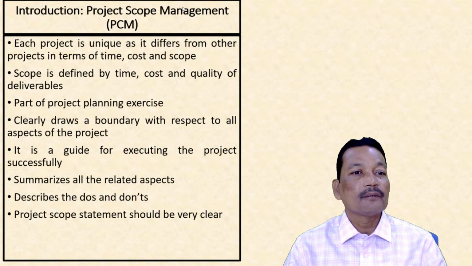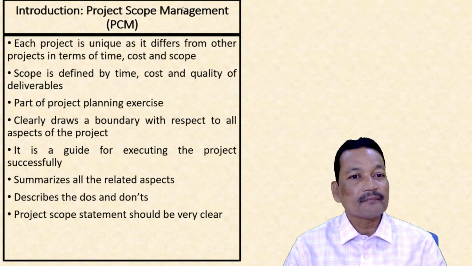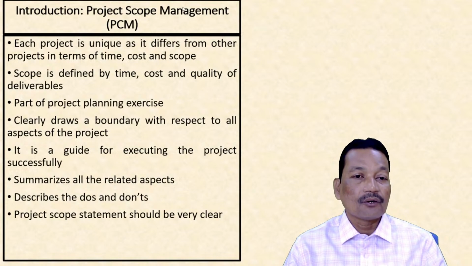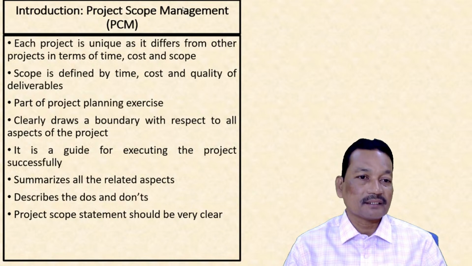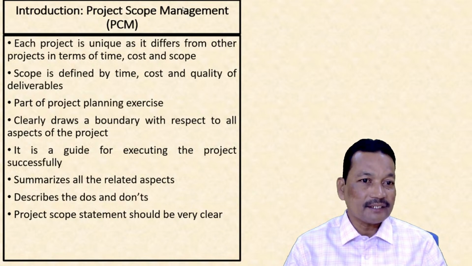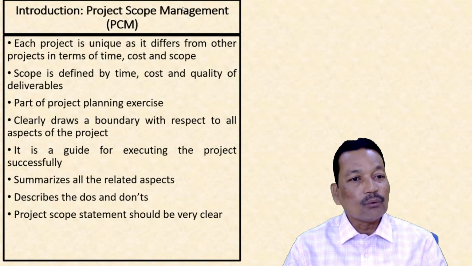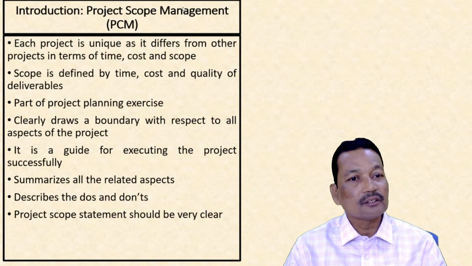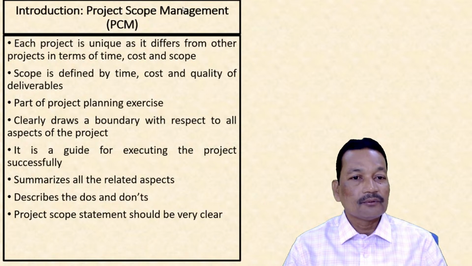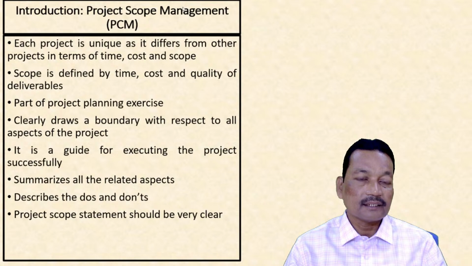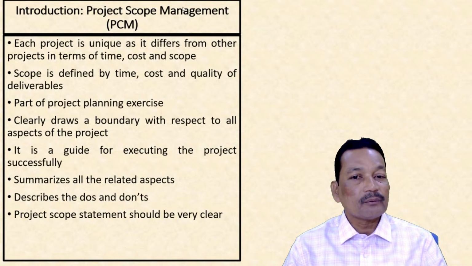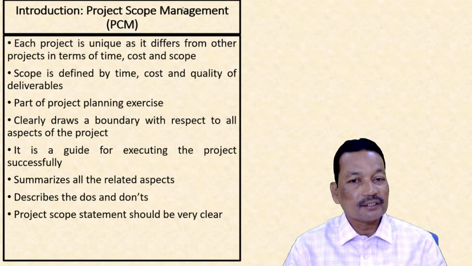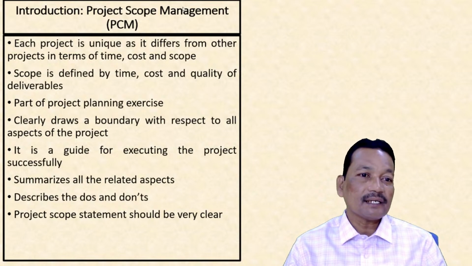When we are talking of scope, the scope is defined by how much time, how much is the cost, and what is the quality of deliverables that the organization which is going to carry out the project will be able to hand over to the customer. When we talk of time, we talk of the schedule, that means by what date we estimate to complete it. Cost: what should be the estimated budget. And when we talk of quality, what is the nature or the value that we are generating out of the project.